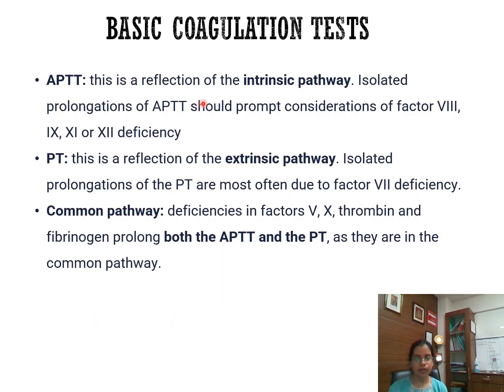Now we will discuss the basic coagulation tests. APTT is a reflection of the intrinsic pathway, and for prolongation of APTT, we should consider intrinsic pathway coagulation factors like factor 8, factor 11, factor 9 or factor 12 deficiency. PT is a reflection of the extrinsic pathway, and prolongation of PT is usually due to factor 7 deficiency. Deficiency of common pathway factors like factor 5, factor 10, thrombin and fibrinogen prolongs both the APTT and PT as they are in the common pathway.